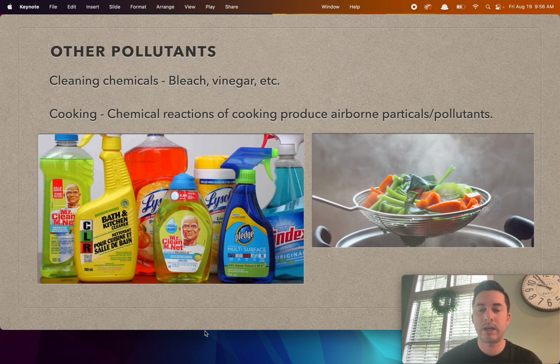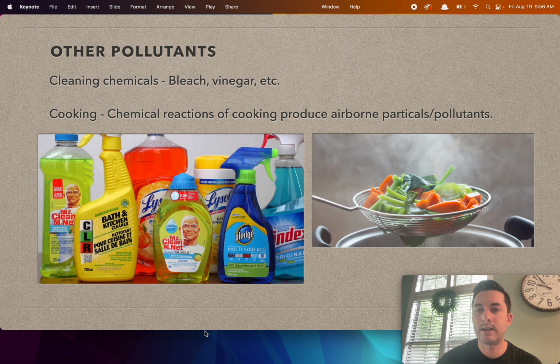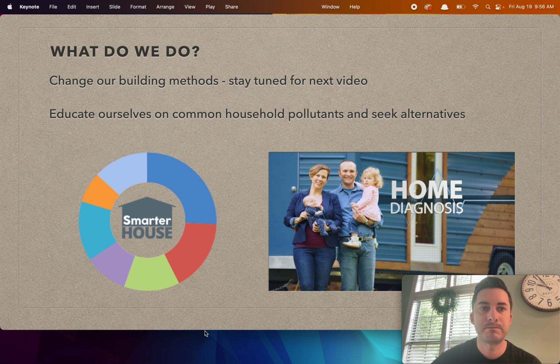So we just need to start thinking about what can we do differently? What products can we decide to purchase that are less harsh for us? And then also cooking practices. Is there a different cooking method rather than burning gas that will still cook food very well but won't pollute the indoor air nearly as much?